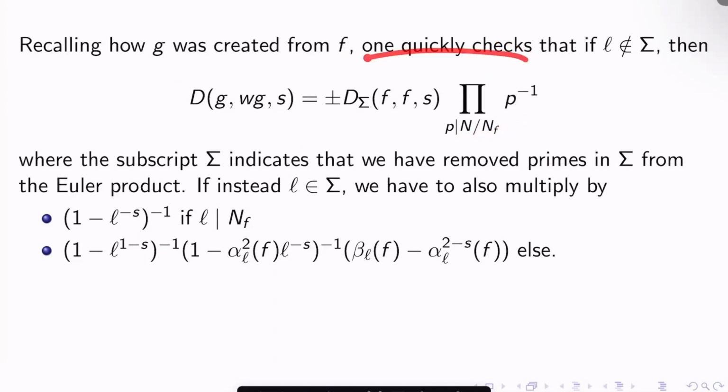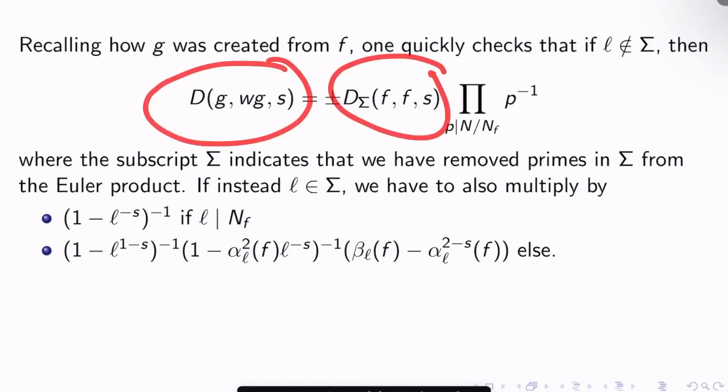You get the same thing, except you also have to multiply by one of the following two factors: either 1 minus L to the negative s inverse, if L does divide the level of F, or 1 minus L to the 1 minus s inverse times 1 minus alpha sub L squared of F, L to the negative s inverse times beta sub L of F minus alpha sub L to the 2 minus s of F, if L does not divide n sub F. Okay, so we have a concrete relationship between this guy and this guy in all cases, essentially.